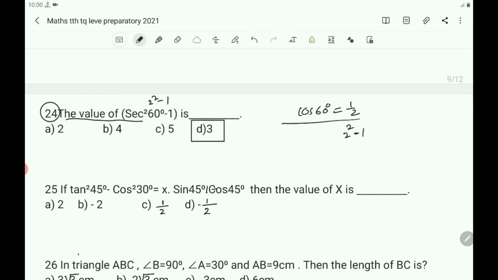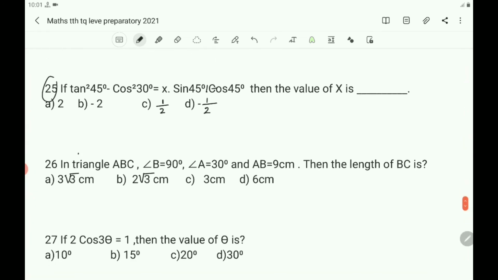3. If you know the values of the trigonometric ratios of cos and sin, then you can make out the answer here, because you know that secant is the reciprocal of the cos. If you know cos 60, you can find this sec 60. Cos 60 is 1 by 2, so sec 60 must be 2. So it becomes 3. What is the answer here? The answer is 3.